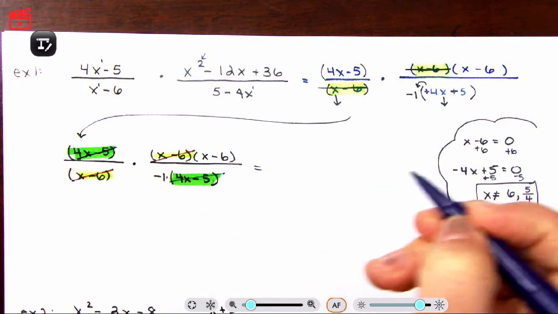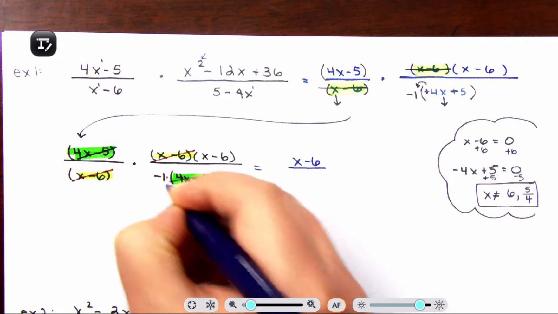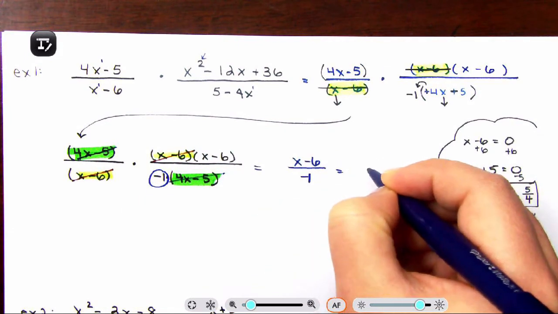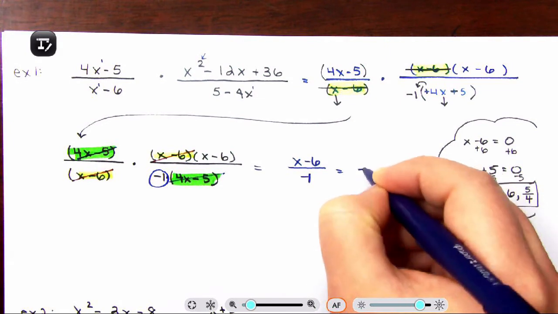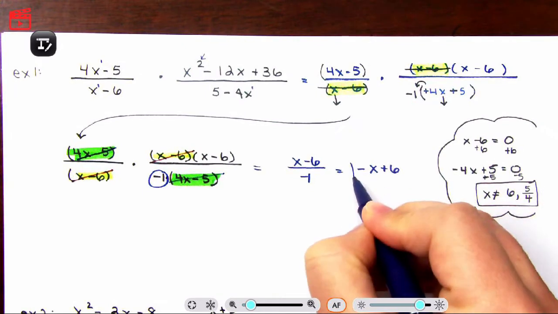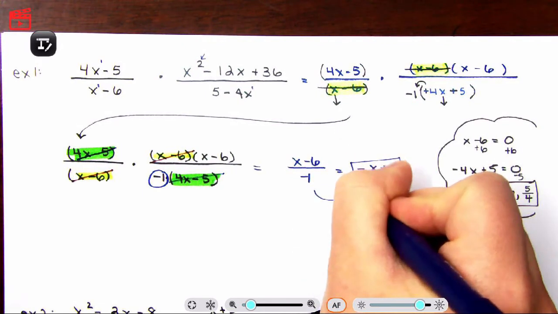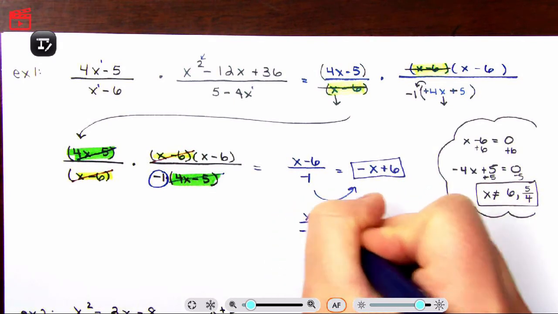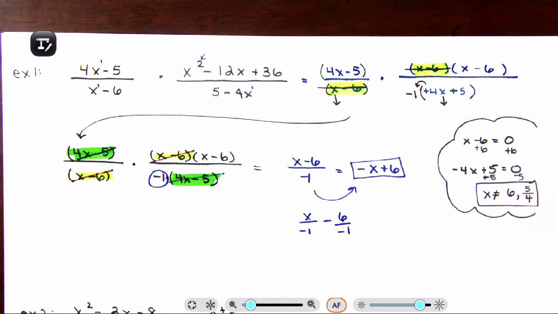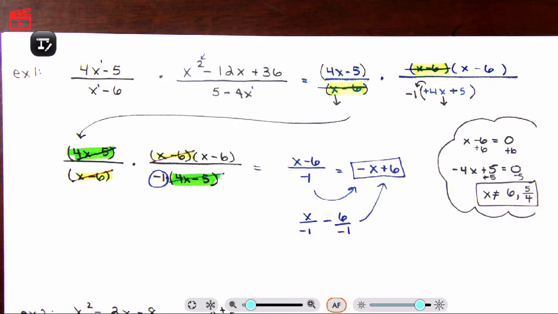So what do we have left over? In my numerator, I have an x minus 6 left over. In my denominator, I have a negative 1 left over. So that means I have a negative x plus 6 as my final answer, as my simplified answer. Now, how did I get from here to here? You have x divided by negative 1, and you have a minus 6 divided by negative 1. So that means it simplifies to negative x plus 6.